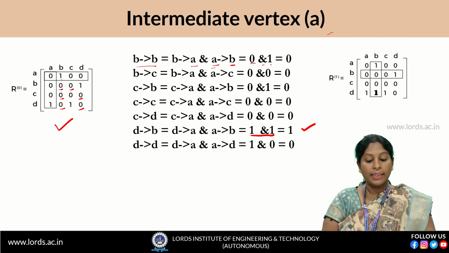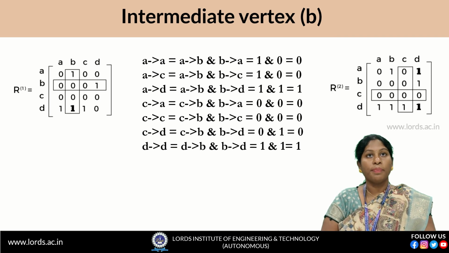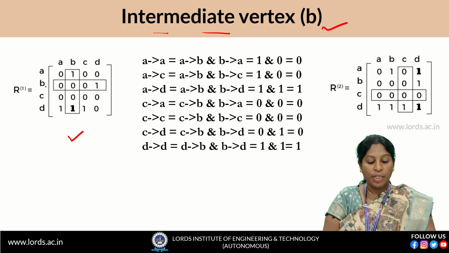Let us consider that intermediate vertex as B. So this is from the previous transitive closure. We are considering it as R1. Now what we have to do? We need to fix B. We need to freeze the Bth row and Bth column. We should not disturb the B and B. So now wherever the zeros are there, we need to change to that transitive closure, and wherever the 1 is there, keep it as it is.